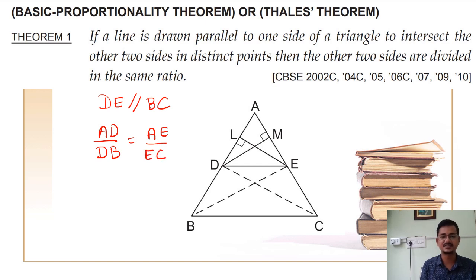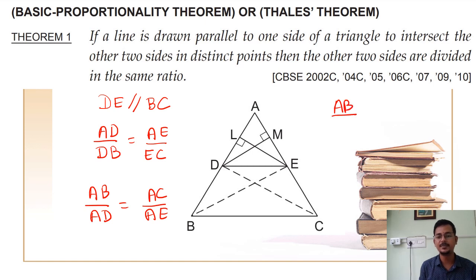Sometimes it can be written as AB upon AD is equal to AC upon AE, or we can write this as AB upon DB is equal to AC upon EC. So we'll use these points to solve our questions.